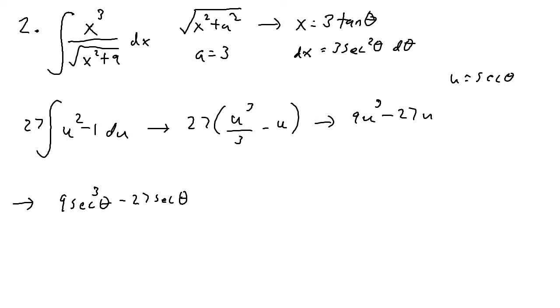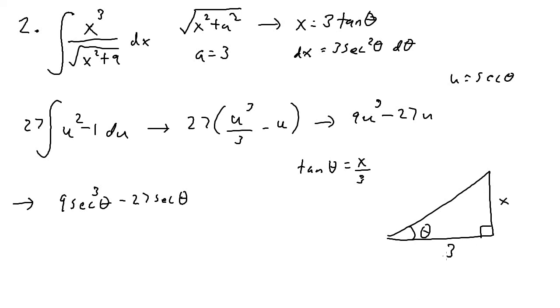So now there's one more thing left. We need to turn it back to x variables. So we said that x is equal to 3 tan theta earlier. So if we draw a right triangle here and make this value theta, if x is 3 tan theta, then tangent of theta is equal to x over 3, meaning that opposite over adjacent is x over 3. So opposite is x, adjacent is 3.